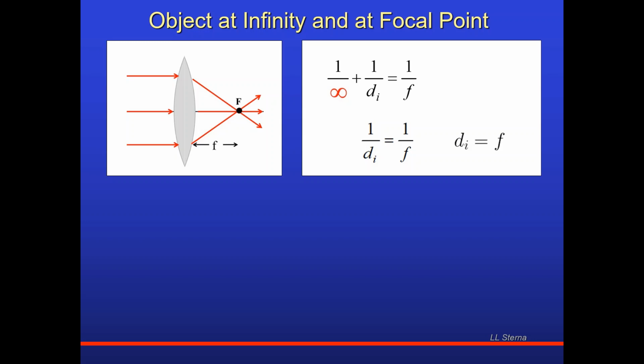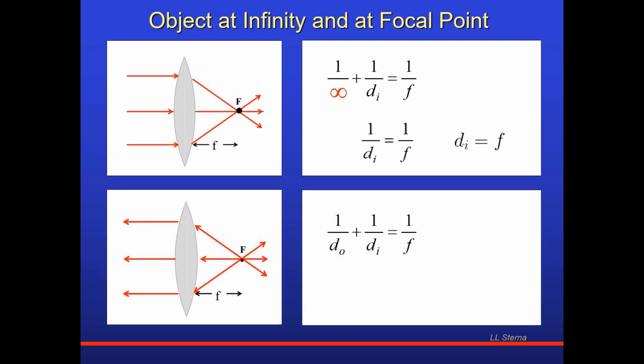Now let's consider another case. What about the object at the focal point? Well, now the picture would look like this. Notice at the focal point, that capital F, the rays are going in both directions. They're going to the right from the focal point because that's the object. Rays are diverging from that object. We don't care about the ones going to the right because we want to know what happens to the ones that go through the lens. So from the focal point, the ones going to the left go through the lens, they emerge parallel. Why?